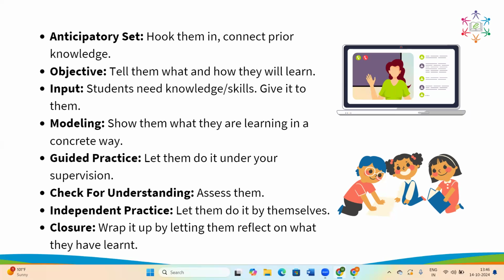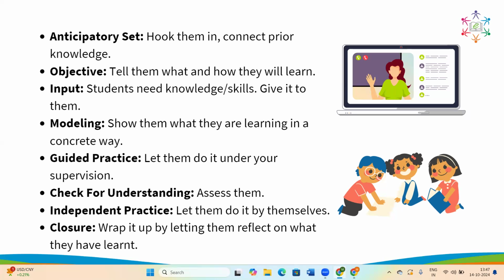Then in the modeling phase, you can do something like this. You can tell them, let me show you what actually happens when you apply force. So push a toy car and explain how applying more force makes it move faster, while less force makes it move slower. Show how pushing in different directions can change the direction of the car in which it is moving.